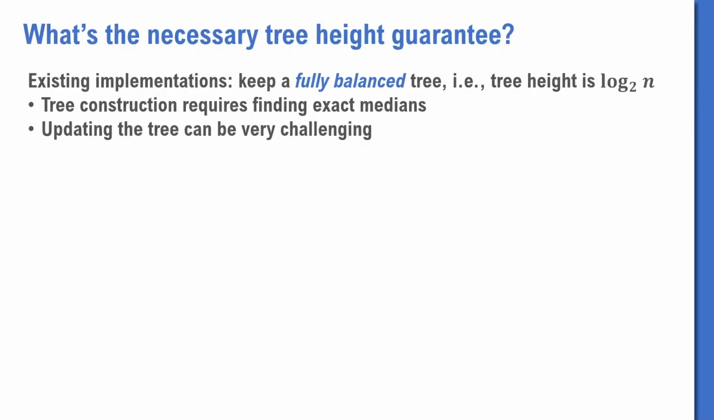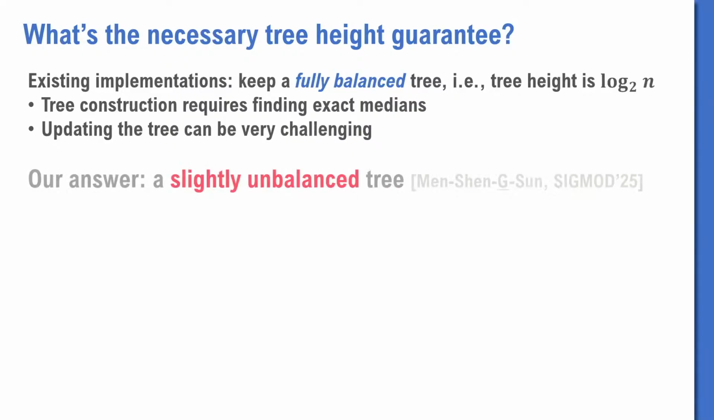So our solution is also very simple. It's just a few words. If making the tree exactly balanced is hard, then we can just make the tree slightly unbalanced. This is the work in our recent SIGMOD paper with Ziyang, Zheqi, and Yihan. In this paper, we give you two versions: the strict version and the relaxed version.